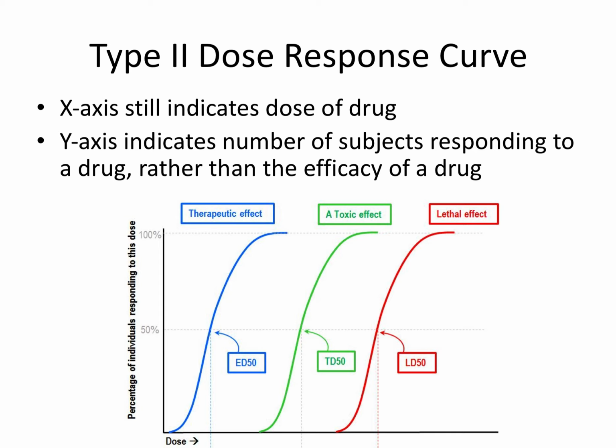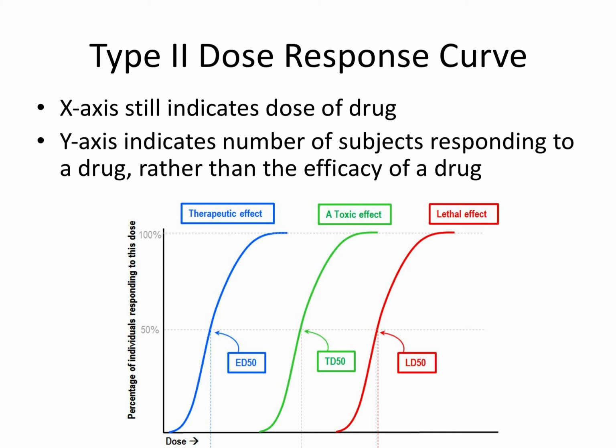All right, so that's enough about type 1. Let's talk about type 2 dose-response curves. They're also sigmoidal shaped, but they have some important distinctions. So the x-axis, we're still talking about the dose of the drug here, so nothing's changed there, but the y-axis indicates the number of subjects responding to a drug rather than the efficacy of the drug.